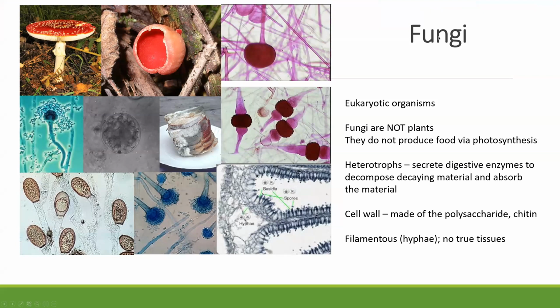So we already discussed the difference between the kingdoms. We had the prokaryotic, which were bacteria and archaea, and then we discussed the eukaryotic, which are protists, plants, fungi, and animals. So today we're going to discuss fungi. So these are eukaryotic organisms.